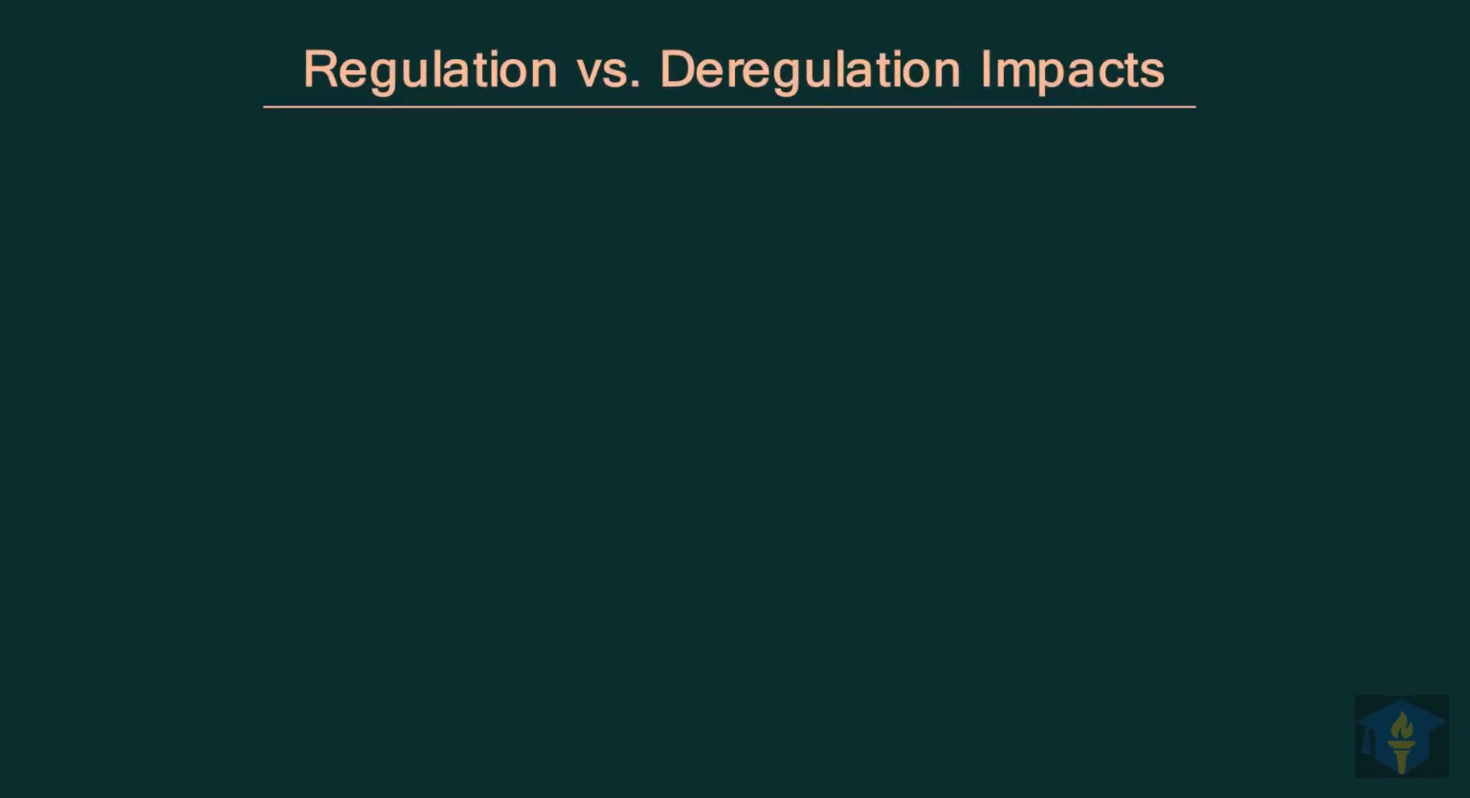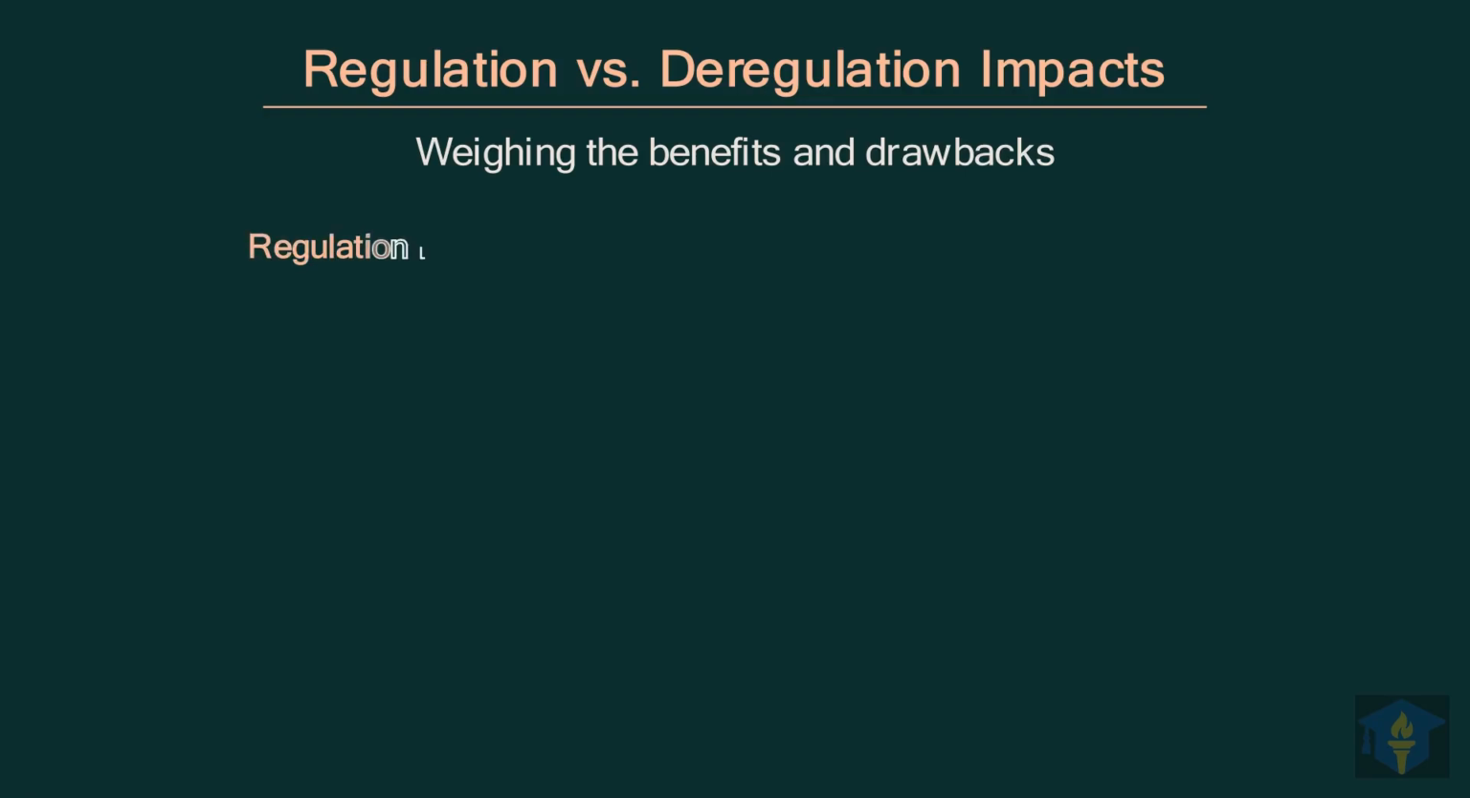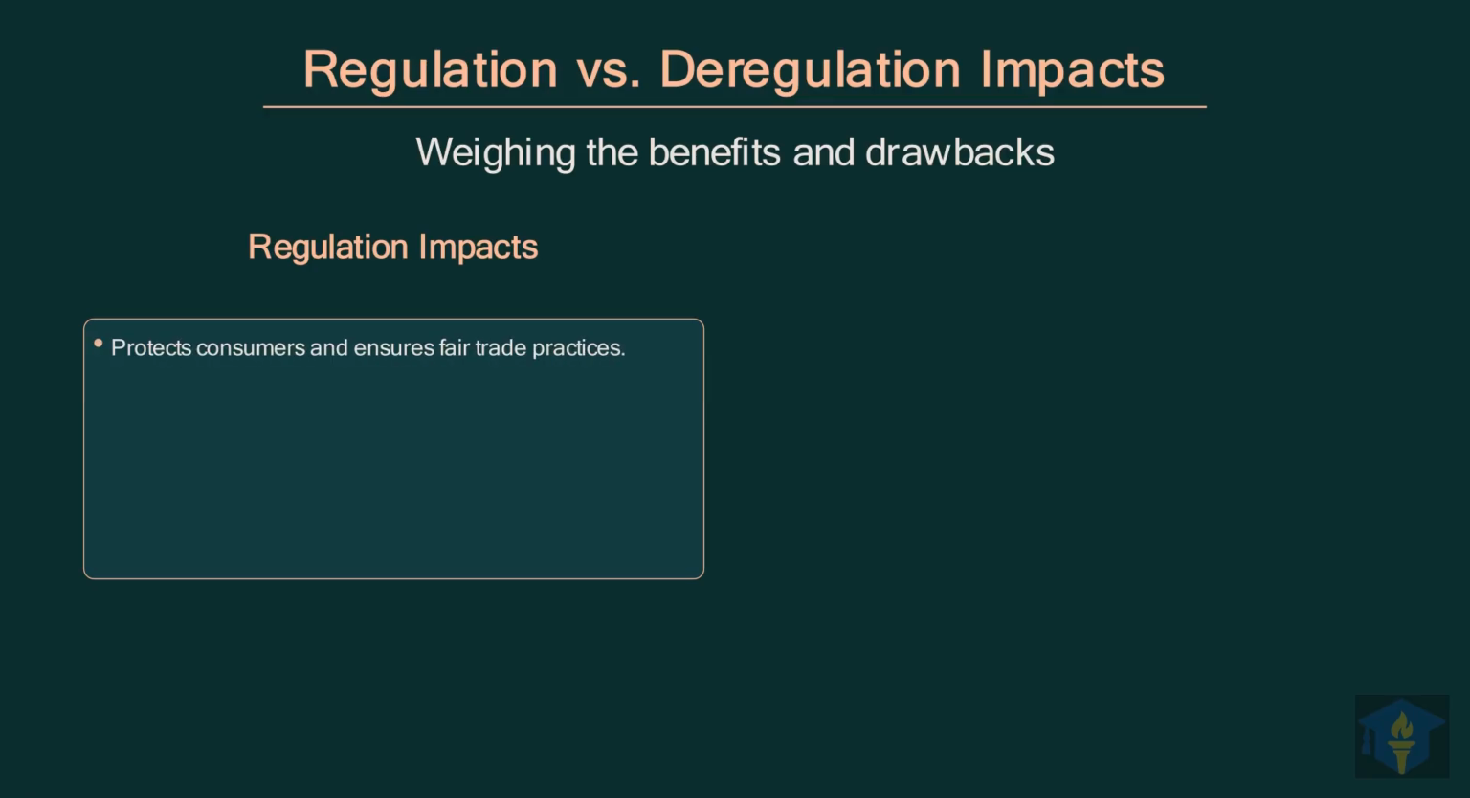Let's compare the impacts of regulation versus deregulation to understand their trade-offs. We will carefully weigh the distinct benefits and potential drawbacks of each approach. First, let's consider the various impacts that government regulation brings about. Regulation protects consumers and plays a vital role in ensuring fair trade practices. It also prevents environmental damage and actively works to enhance overall social welfare.